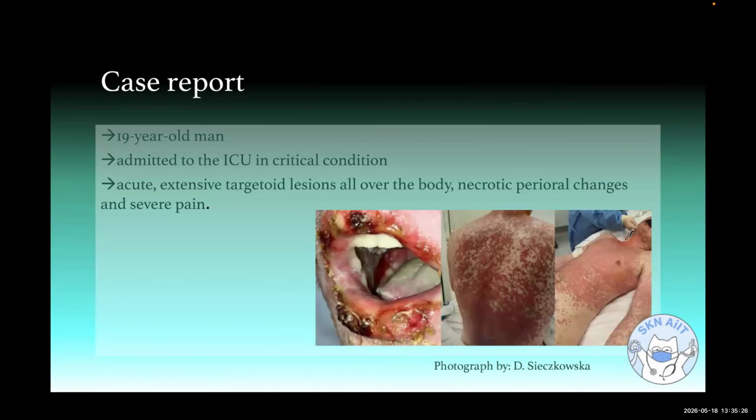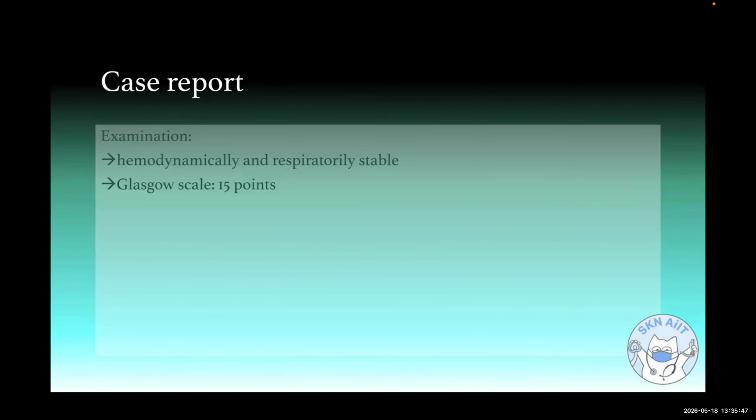So our patient, a 19-year-old man, was admitted in a critical general condition. His body was all covered with lesions, as you can see, and necrotic changes. On examination, he was fortunately hemodynamically and respiratorily stable. His Glasgow Coma Scale score was 15 points, which is the maximum, fortunately.